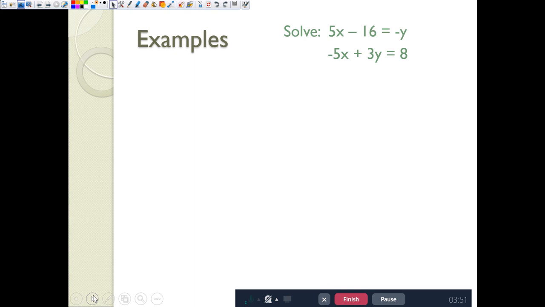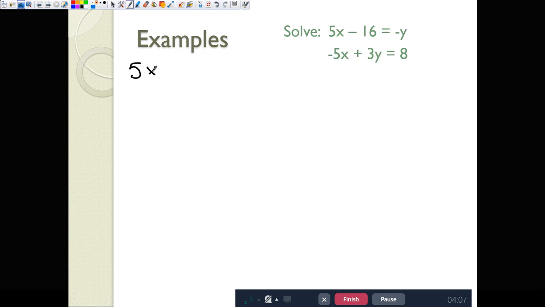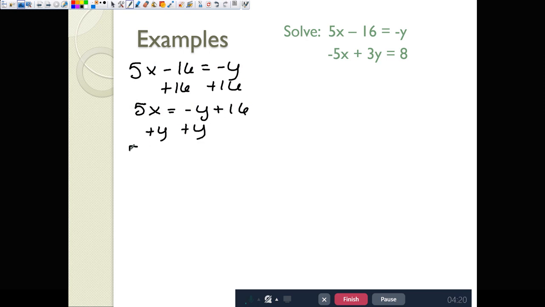Okay, so I have 5x minus 16 equals negative y, and negative 5x plus 3y equals 8. Are these both in standard form? No. So the top one, I need to get it into standard form. So currently I have 5x minus 16 equals negative y. So I'm going to add 16 to both sides and get 5x equals negative y plus 16, and add y to both sides. So that would be 5x plus y equals 16.